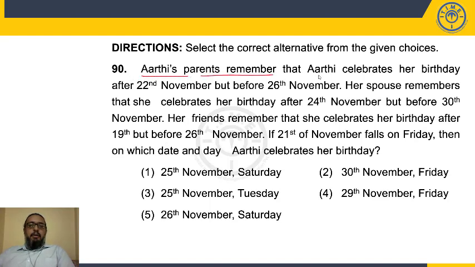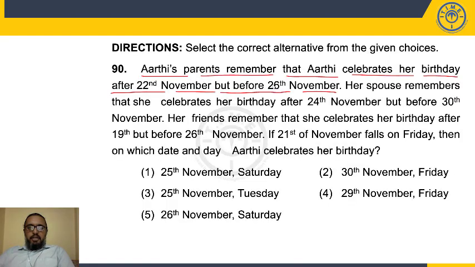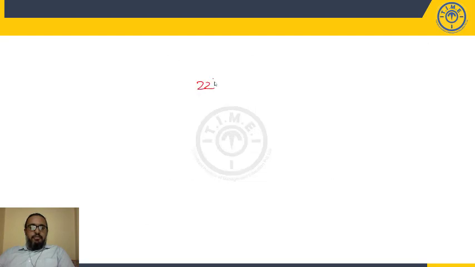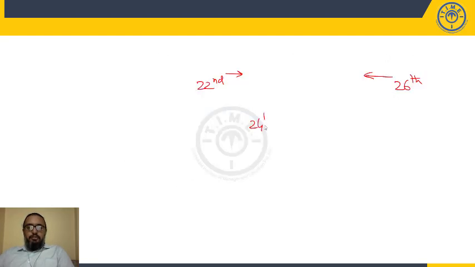Aarti's parents remember that Aarti celebrates her birthday after 22nd November, but before 26th November. Okay, so birthday celebration after 22nd, before 26th. Then her spouse remembers that she celebrates her birthday after 24th but before 30th November. Okay. So after 24th but before 30th.